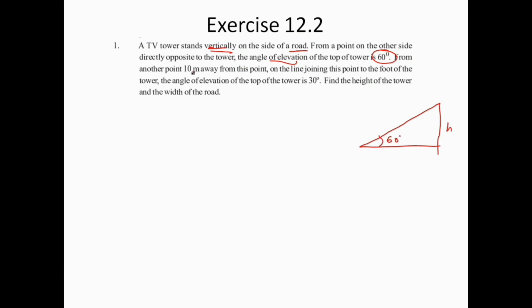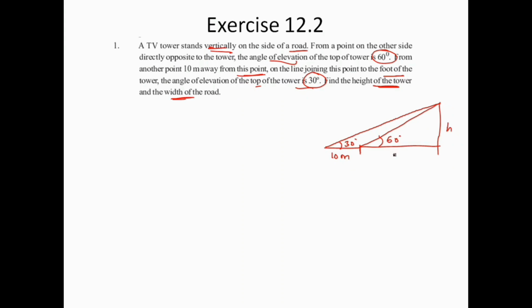From another point 10 meters away from this, we have one more point. The line joining this point to the foot of the tower, the angle of elevation of the tower is again 30 degrees. Means the angle of elevation from this end to the other end is how much? 30 degrees. Hope this is clear up to here. Now he is asking to find the height of the tower and the width of the road.